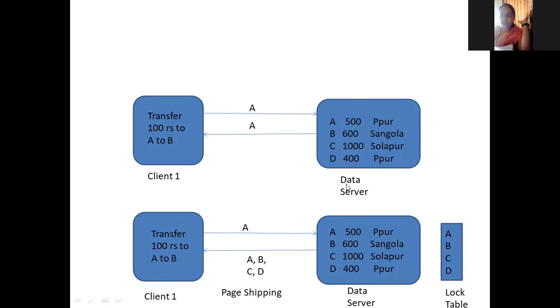Page means a collection of records, a collection of tables. So the entire page is shifted to the client side. That is page shipping.